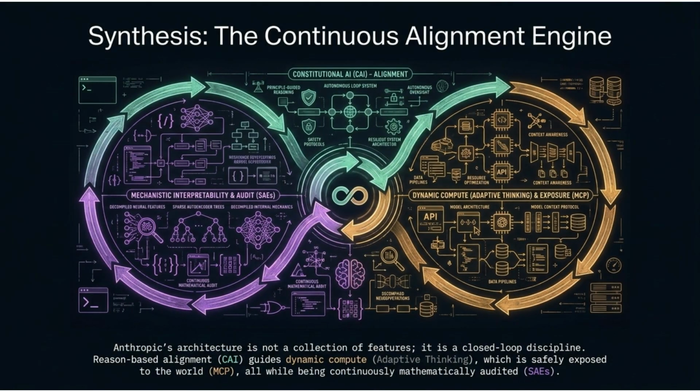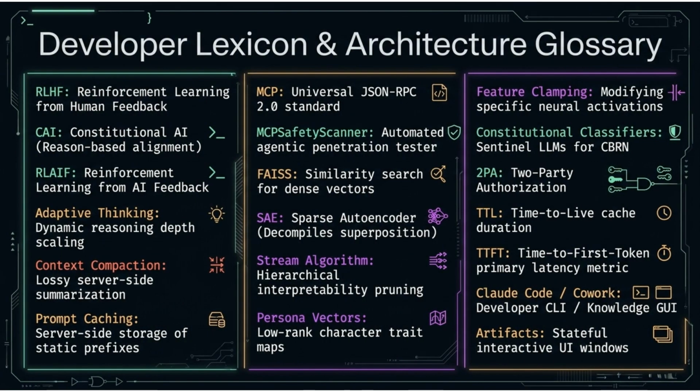Synthesis is the continuous alignment engine, a closed-loop discipline. Constitutional AI guides adaptive thinking, which is safely exposed via the Model Context Protocol, while being continuously mathematically audited by sparse autoencoders. This concludes the video on the Neural Blueprint Stack, detailing the architecture and safety features of the Anthropic foundational models.